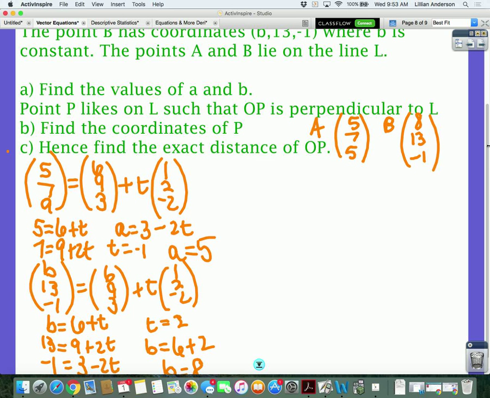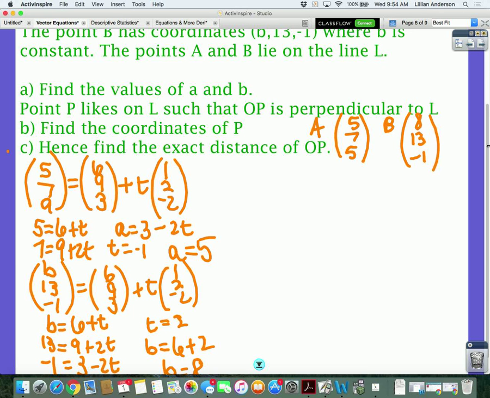Alright, so it gives you that, but that is just a general equation that is not particular to if OP is perpendicular to L. We know that to determine if two lines are perpendicular, we need to do the dot product, correct? Okay. Now, we don't know where P is, but we do know that OP, whatever it is, when we do the dot product to L, it should equal what number? 0. It should equal 0, okay?